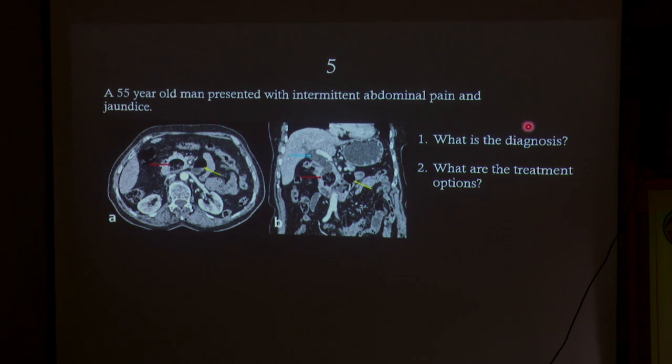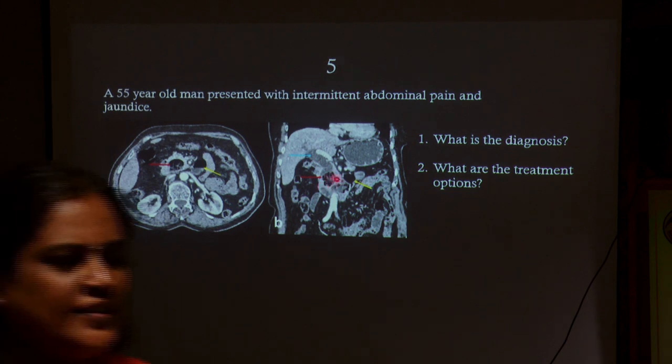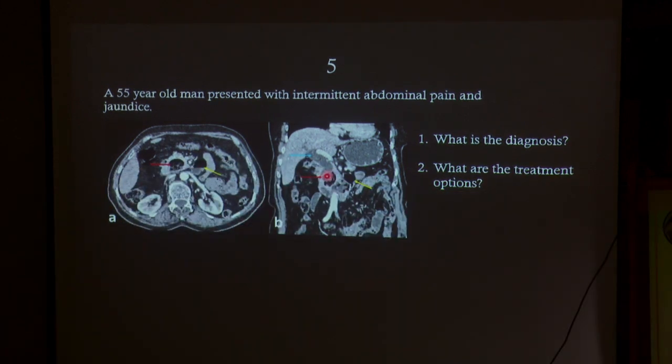So the next case is a 55-year-old man who presented with intermittent abdominal pain and jaundice. I have presented axial and coronal CT images. So what is this? What are you able to see here? This is a diverticulum in the periampullary region. Yes, it's Lemmel syndrome, excellent. So there is a periampullary diverticulum causing compression of the distal CBD with proximal dilatation causing obstructive jaundice. That is typical Lemmel syndrome.